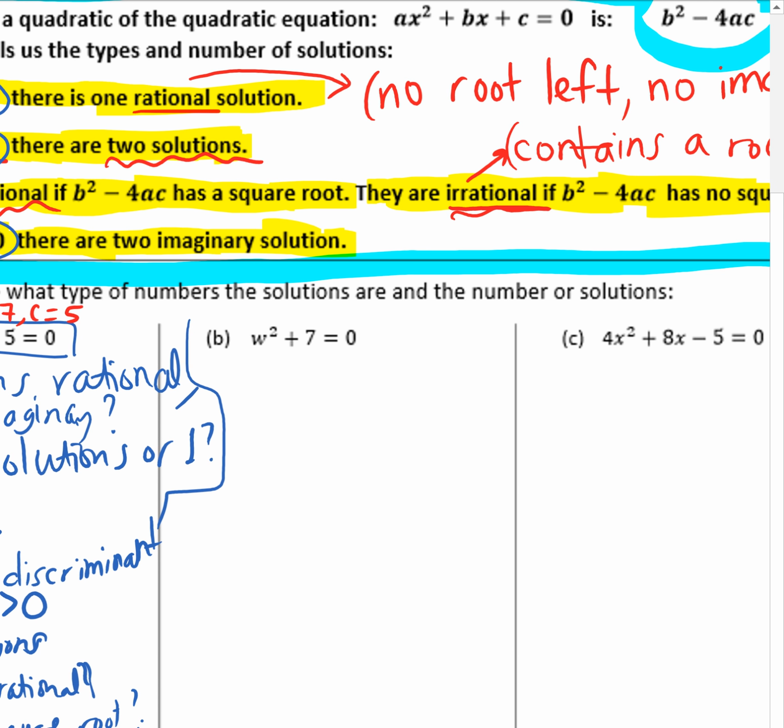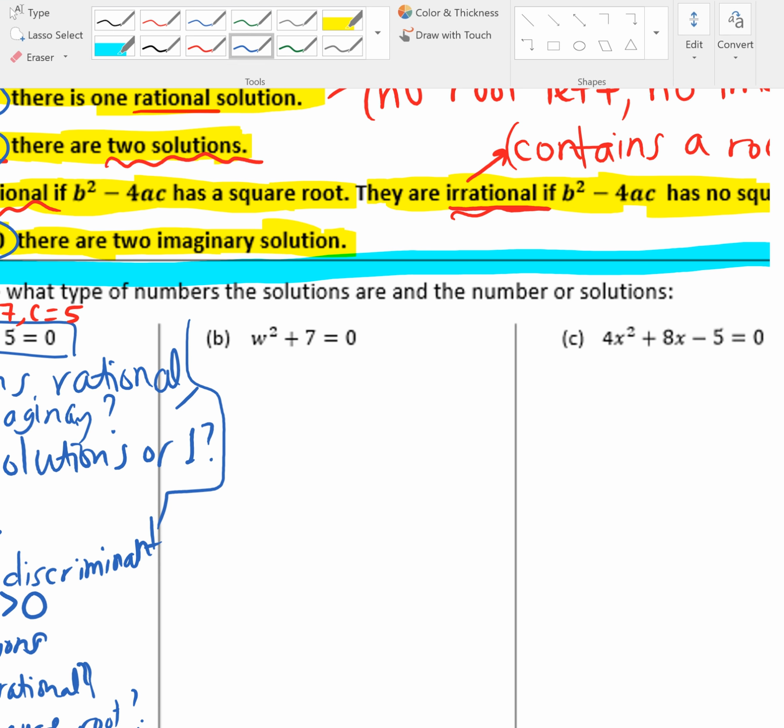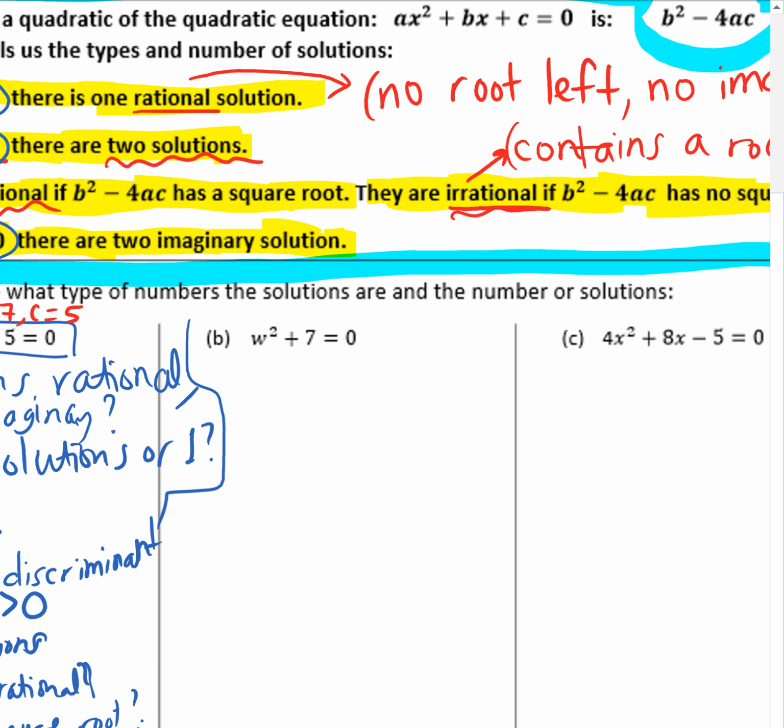So let's try part B. And this is all they're asking for in this section. They don't want to know what the solutions are. They just want to know, am I going to have one or two solutions, and what type will they be? Will they be irrational? Will they be rational? Will they be imaginary?